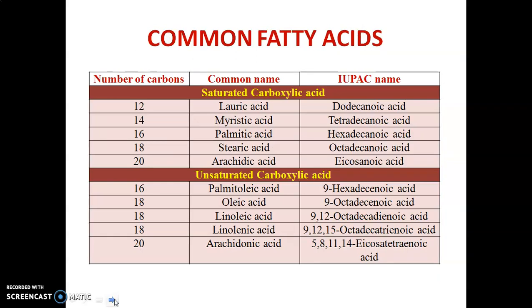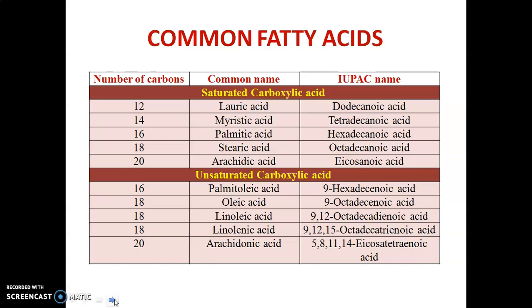So these are some of the examples of common fatty acids. Depending on the number of carbons, they can be classified into saturated carboxylic acids and unsaturated carboxylic acids. Saturated carboxylic acids contain minimum 12 carbon atoms, for example, lauric acid. Myristic acid contains 14 carbon atoms. Palmitic acid contains 16 carbon atoms. Stearic acid contains 18 carbon atoms, whereas arachidic acid contains 20 carbon atoms.